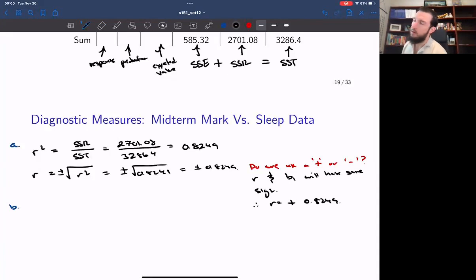Okay. So we learned how to interpret R before. R is basically telling us that we have an excellent positive linear relationship. R squared is telling us the proportion of the response variable explained by the regression line. So the general interpretation of R squared would be as follows.